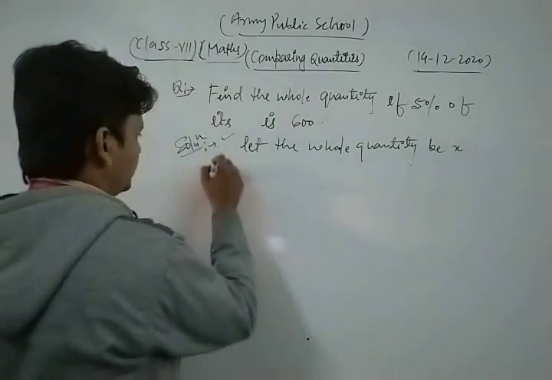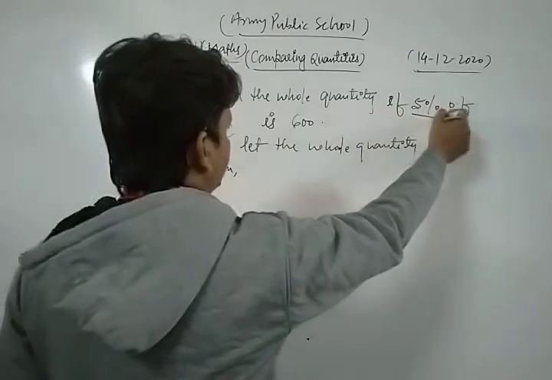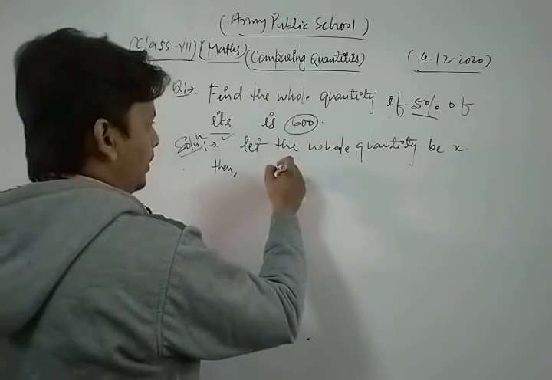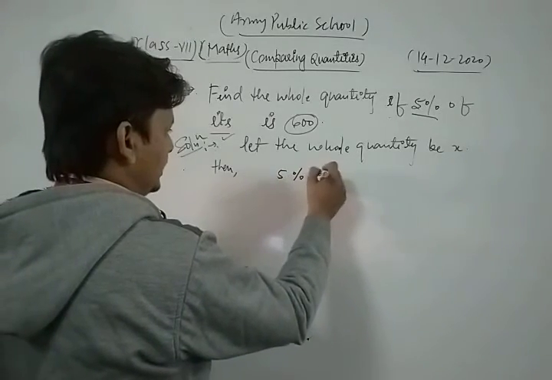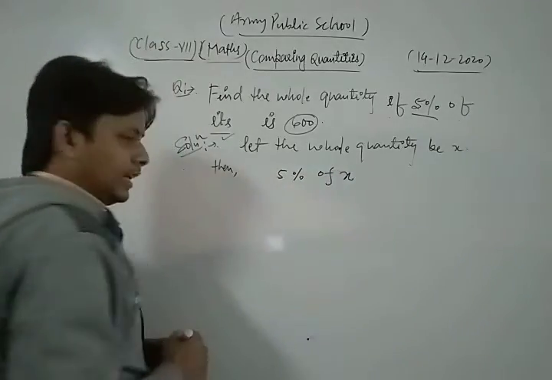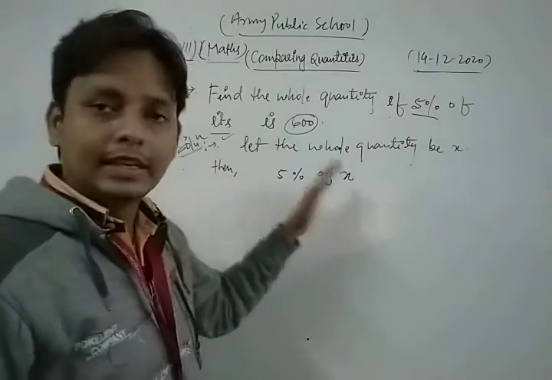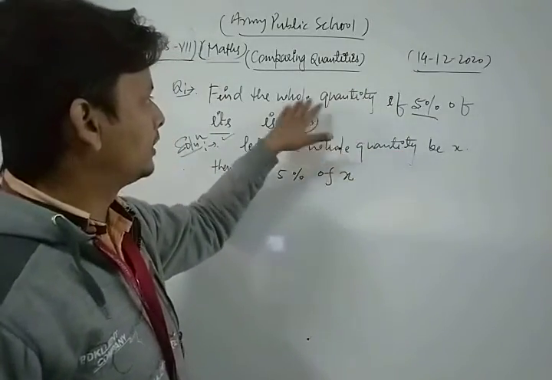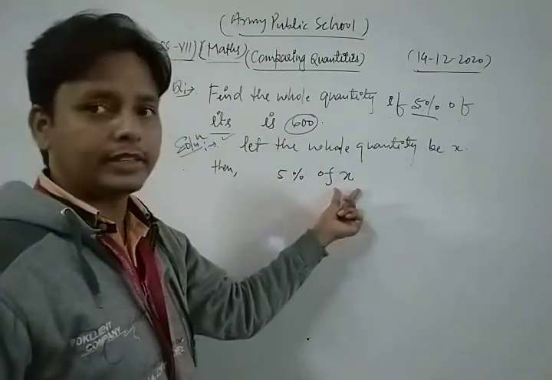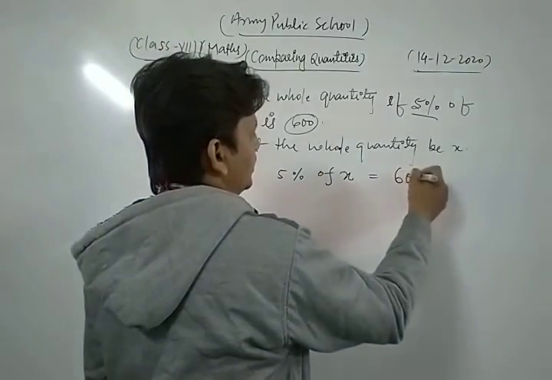Then if 5% of it is 600, then 5% of x. Now if we let the whole quantity be x, then according to the statement, 5% of x is 600. So we write 5% of x is equal to 600.